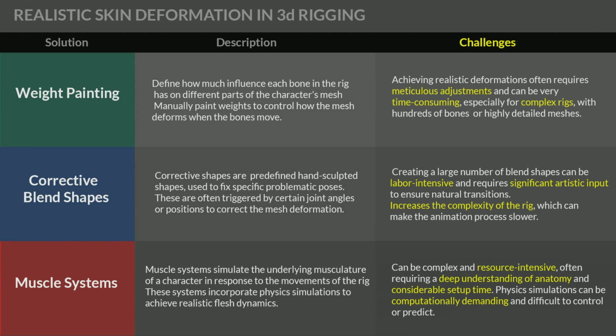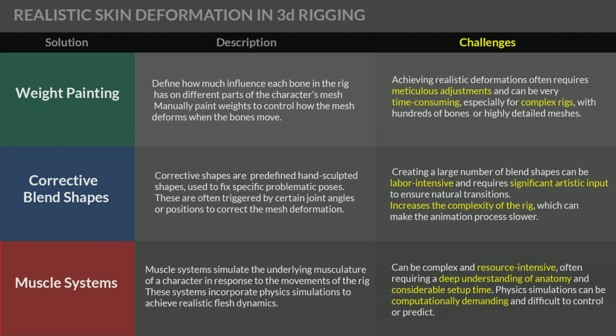Corrective blend shapes are a collection of sculptures made by artists, which are triggered by certain joint angles and correct the mesh deformation at a certain position. The downside of this method is that you need a lot of well-trained artists, sculptors, and not one but many, because you need a lot of corrective blend shapes for the whole character. So it's labor intensive and increases the complexity of the rig, because you have to make a relationship between the angles of the bones and the skin shapes that will be shown at a certain angle.